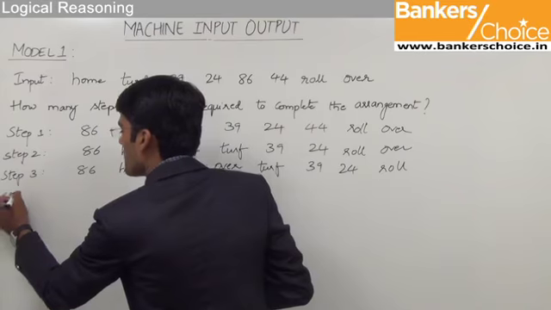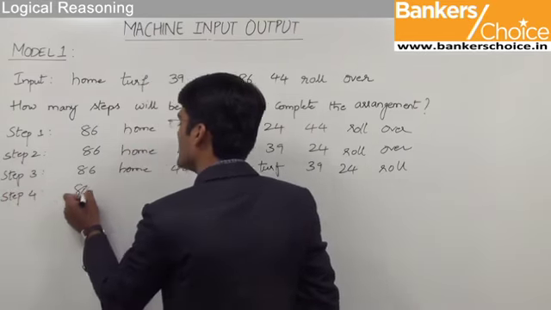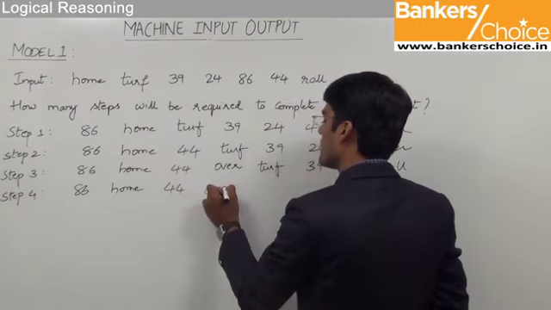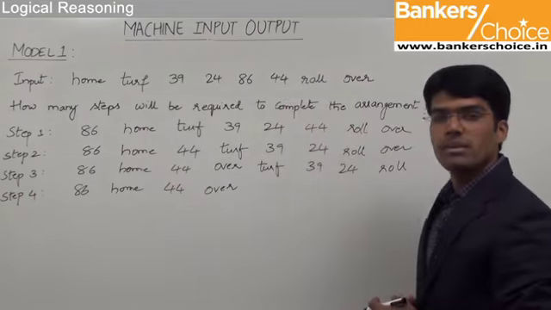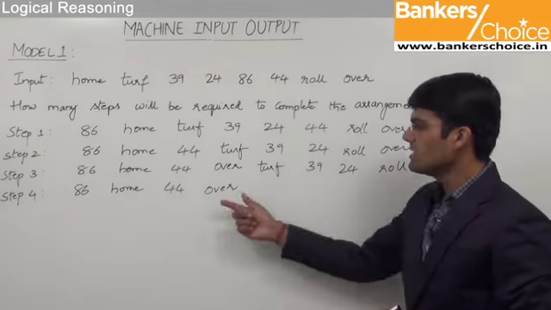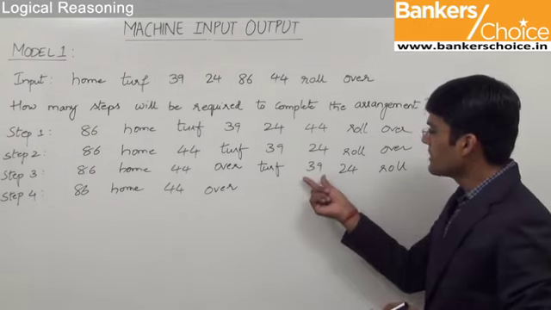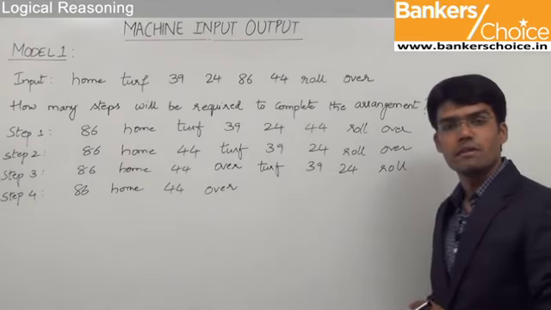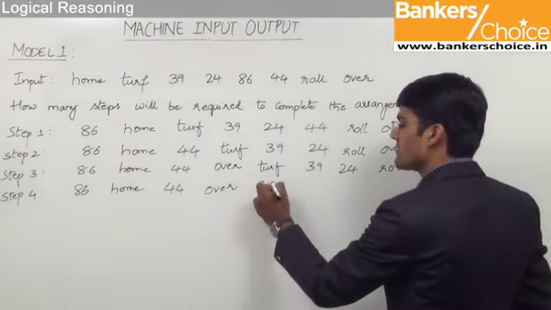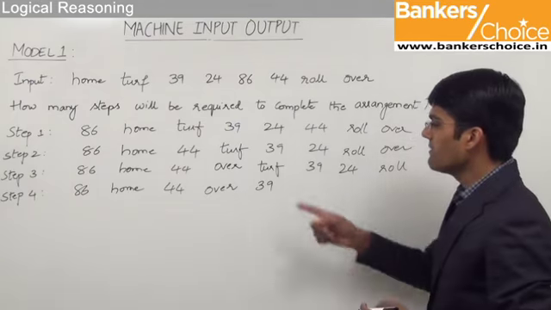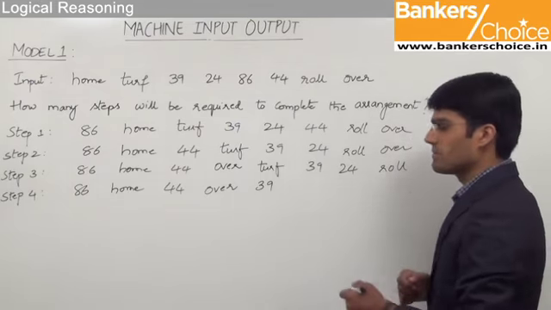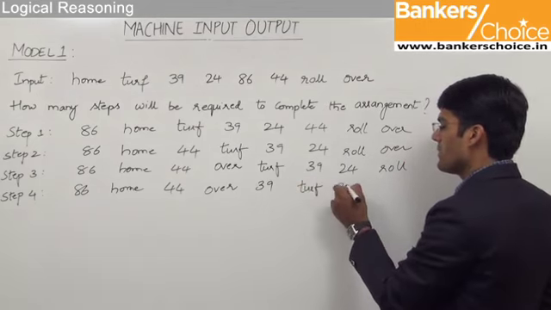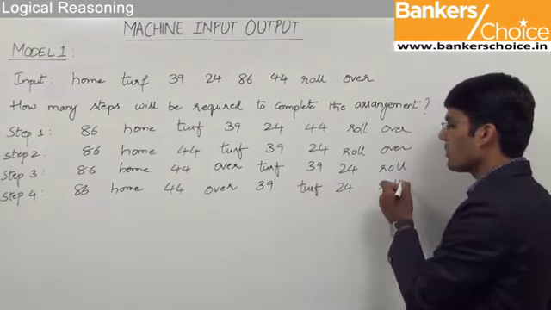Then coming to step 4, we know that 86, home, 44 and over have been brought to their correct places. After over we need to have a number, and that number should be 39 as it is a higher number among 39 and 24. So 39 is brought to position 5 and remaining elements are just pushed aside. So turf, and 39 has already come here, followed by 24, roll.